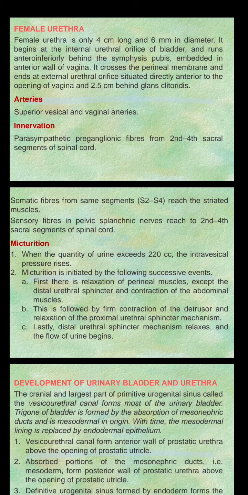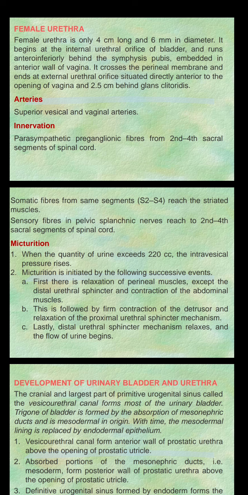Again, first there is relaxation of the perineal muscles and contraction of the abdominal muscles. Next there is contraction of the detrusor muscle and relaxation of the internal urethral sphincter, and lastly the sphincter urethrae, or the external urethral sphincter, relaxes and the flow of urine begins. The bladder is emptied by the contraction of the detrusor muscle. Emptying is also assisted by the contraction of the abdominal muscles.